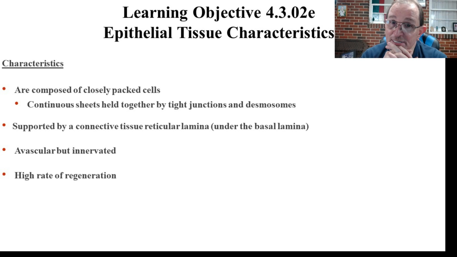Here's another thing. Epithelial tissue, especially on your skin, we have to turn over our skin very rapidly because we're always bumping. I mean, we're shedding skin all the time. So about every 30 days, we run through the entire outer layer of the skin. So these guys have a high rate of regeneration.